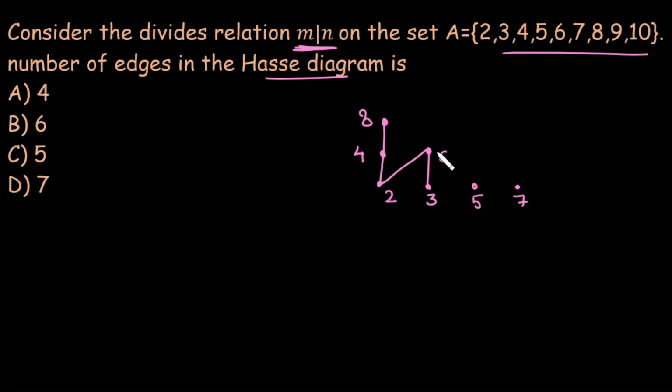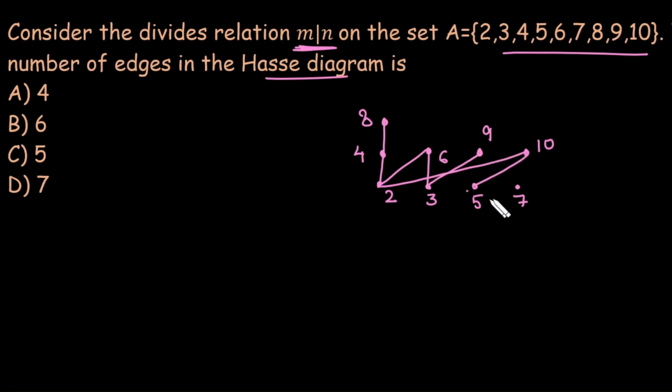9. Any element divides 9? Yes, that is 3. So the level of 9 is 1 above the 3. Let's suppose we are placing 10 here. Any element divides 10? Yes, that is 2 and 5. They both are at the same level. So the level of 10 is 1 above this. Join them.